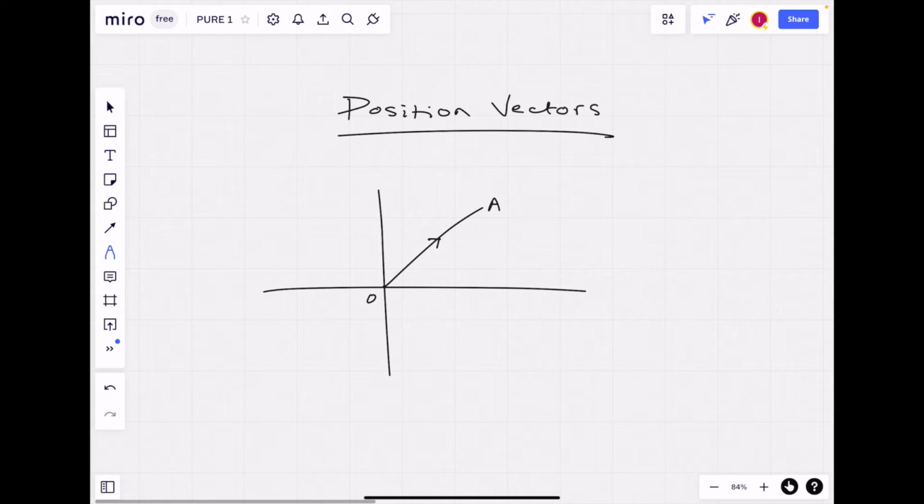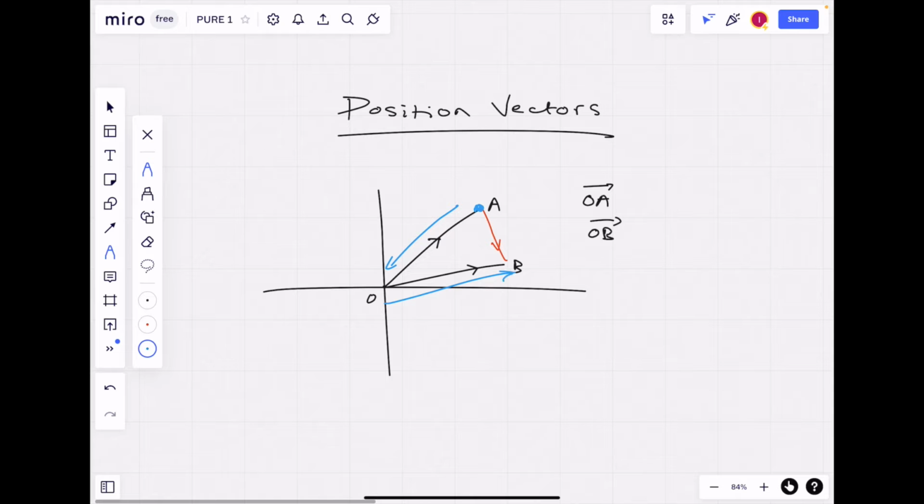Now, any vector which starts from the point O is known as a position vector. So OA is an example of a position vector. Let's say I have B here; OB is also another position vector. Using the two position vectors, I can work out AB. I can go from A to the origin, and then from the origin to B.